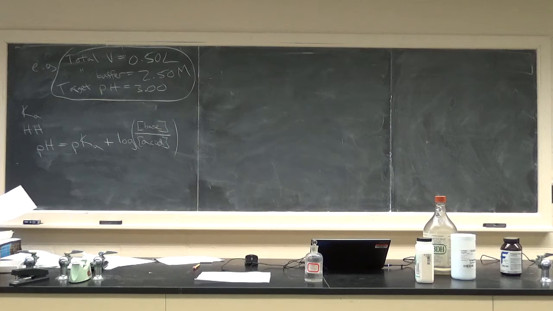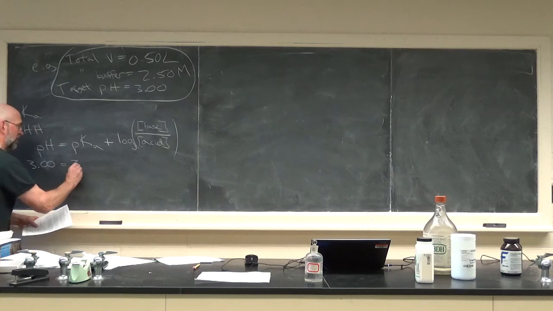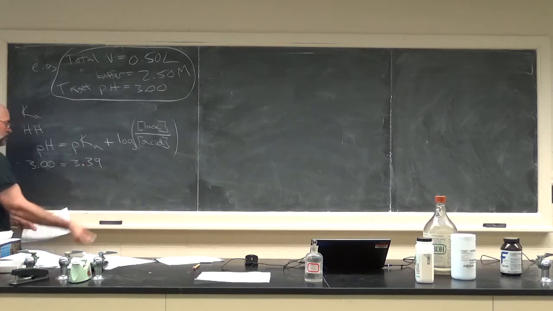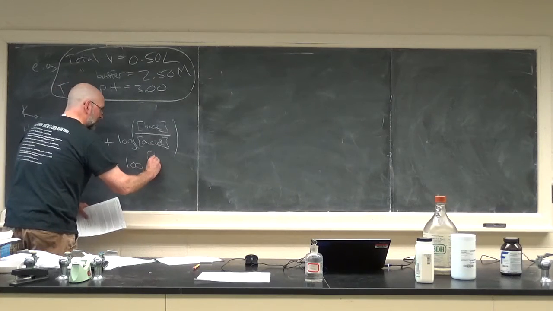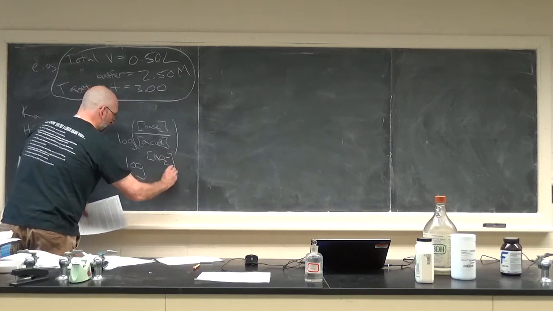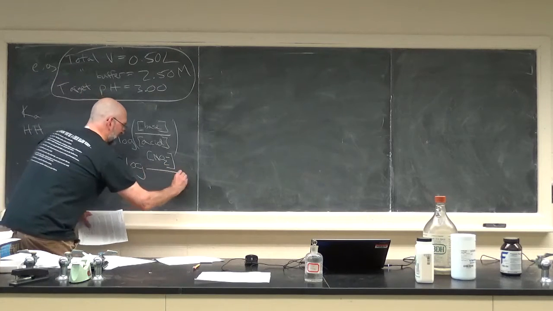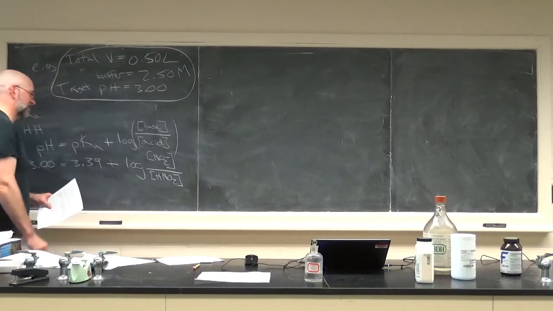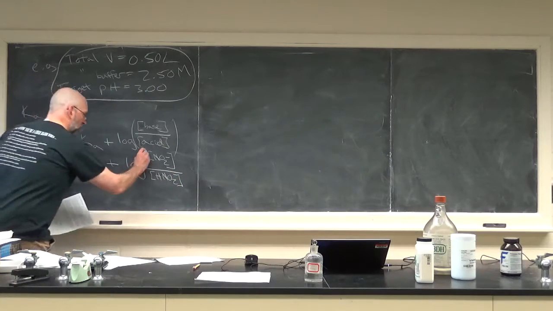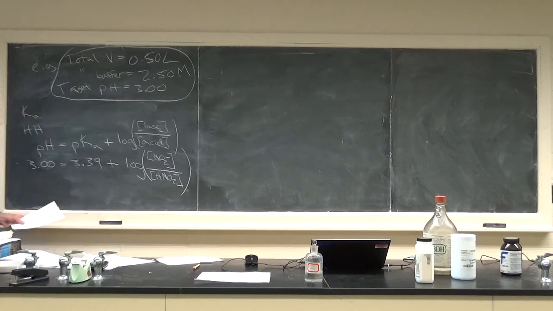Great. So you'll do this math with your data. In this case, the pH is 3.00, that's your target pH. We already figured out the pKa is 3.39. Fine. Plus the log, I'm just rewriting what's in the manual. In this case, the base is the nitrite ion divided by the acid, which is nitrous acid. And that's all part of the logarithm term.